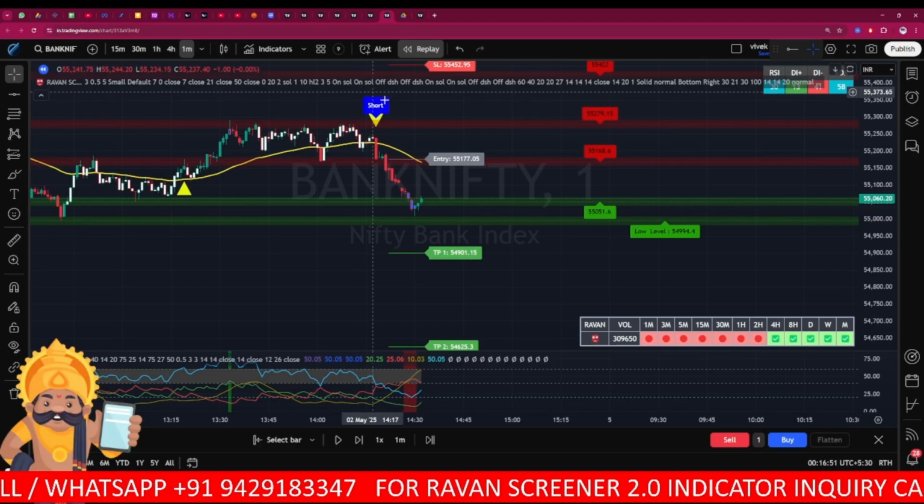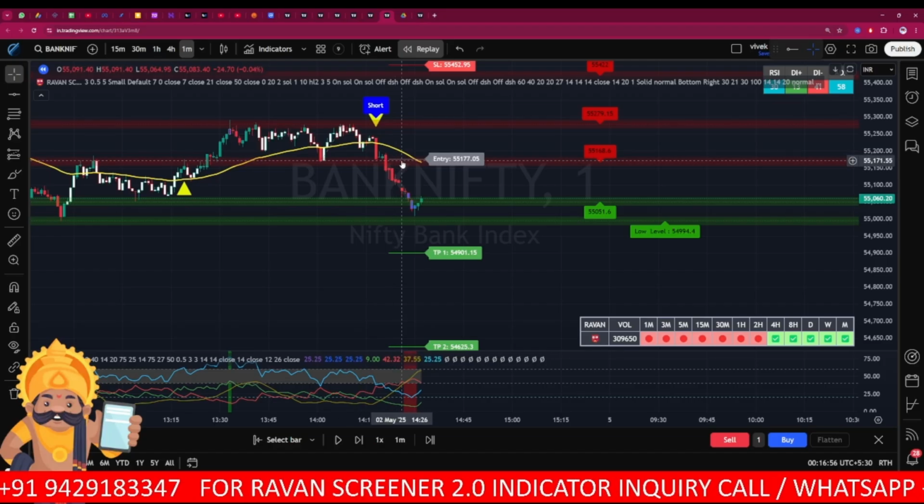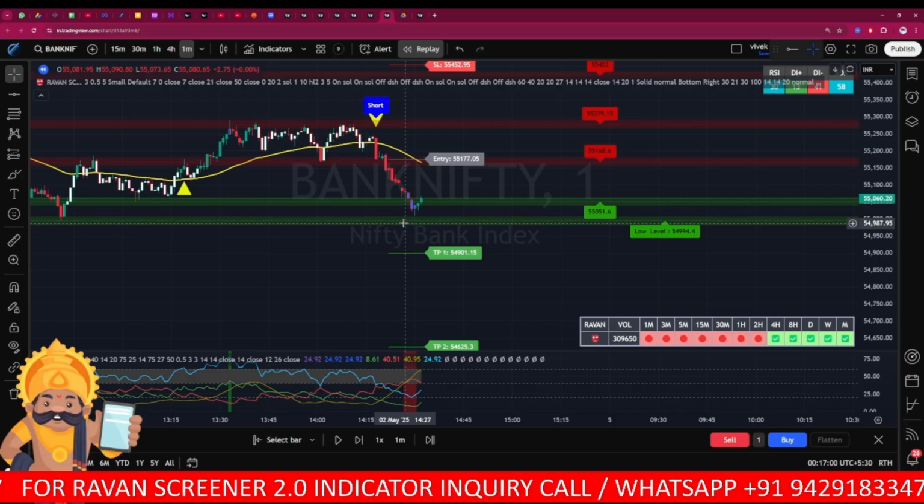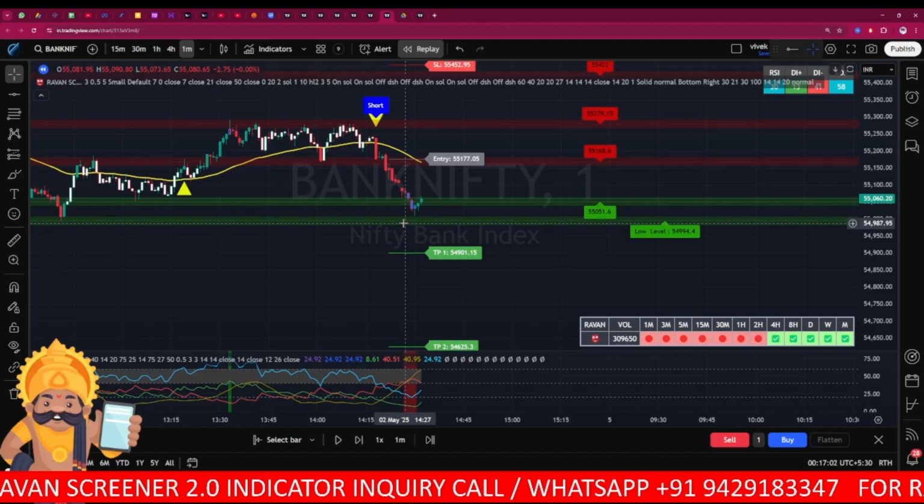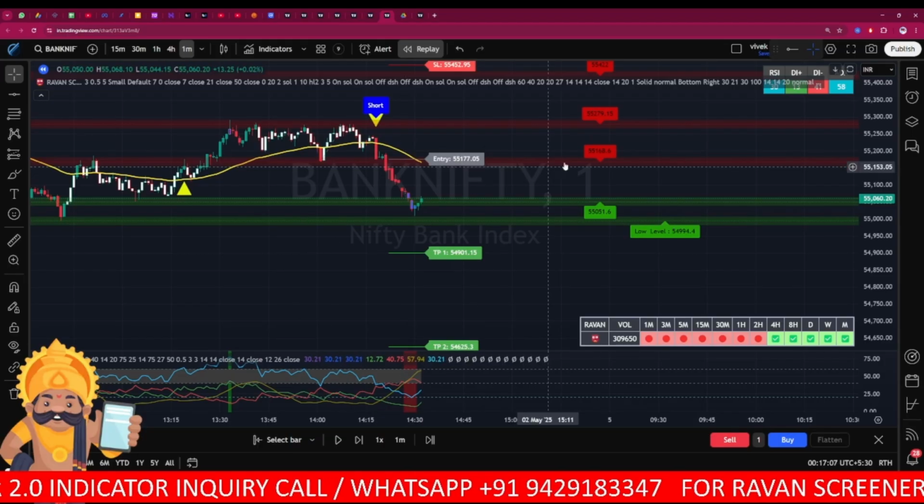You can see here the sell signal has occurred. After that, we have achieved our first target. This is the second target. See these green dotted horizontal lines that indicate the support part, and above, the red lines indicate the resistance part.